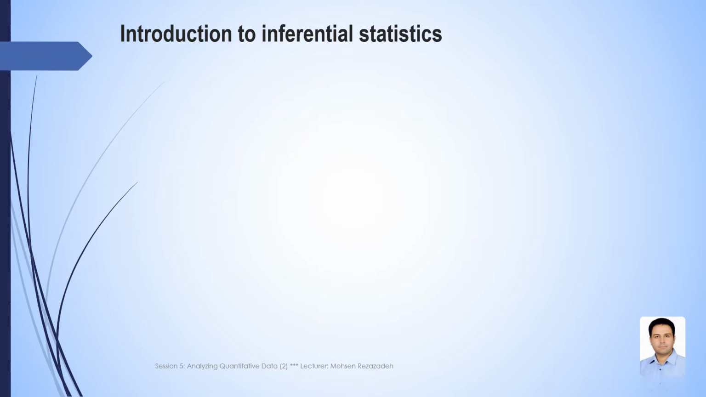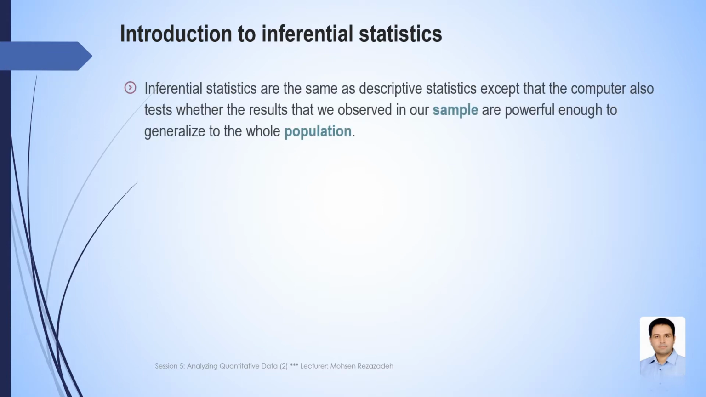If we want to say something about possible general lessons that may be drawn from our study, which is what we usually do when we conduct research, we need to compute inferential statistics. Therefore, broadly speaking, inferential statistics are the same as descriptive statistics, except that the computer also tests whether the results that we observed in our sample, for example, difference or correlation, are powerful enough to generalize to the whole population.